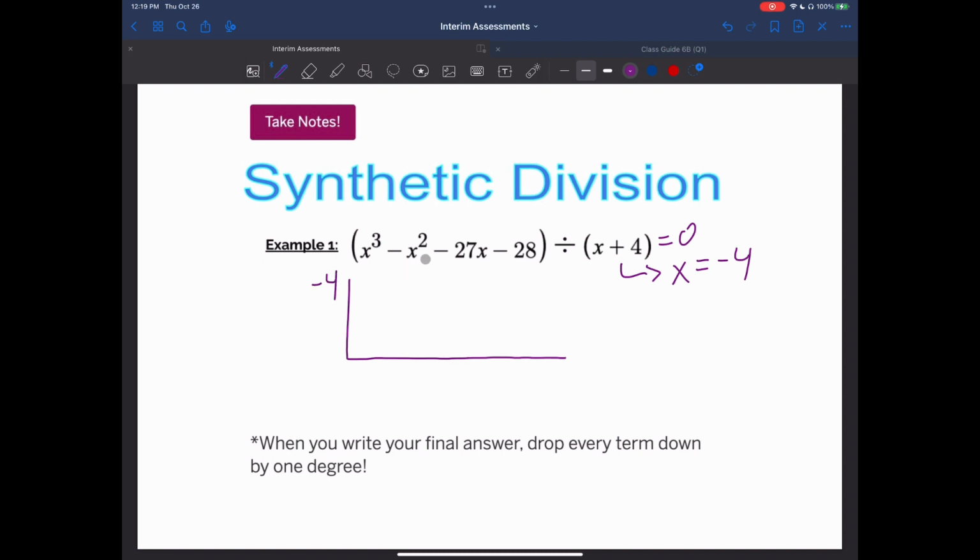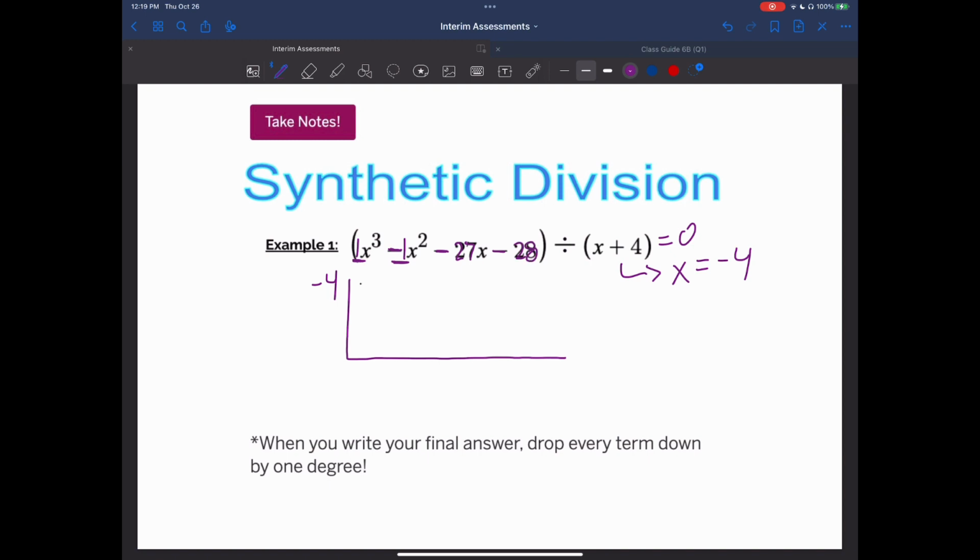Synthetic division is nice because you drop all the x's and you just do math on the coefficients. Okay, so now what I'm going to write inside this bar in this top row is all the coefficients of the polynomial in the beginning. So I've got a 1, I have a negative 1, I have a negative 27, and I have a negative 28.